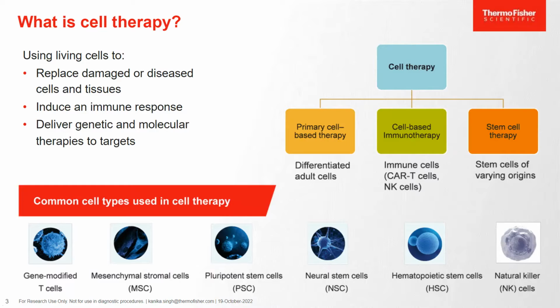As you can see on the right, there are different types of cells used for cell therapy. The first one is differentiated adult cells, which are isolated directly from human tissue. The next is immune cells, examples of which are CAR T cells, which are a major segment of immune therapy these days, and NK cells. And finally, stem cells, which includes hematopoietic stem cells, neural stem cells, induced pluripotent stem cells, and mesenchymal stromal cells, etc. And today, we are going to talk about mesenchymal stromal cells.